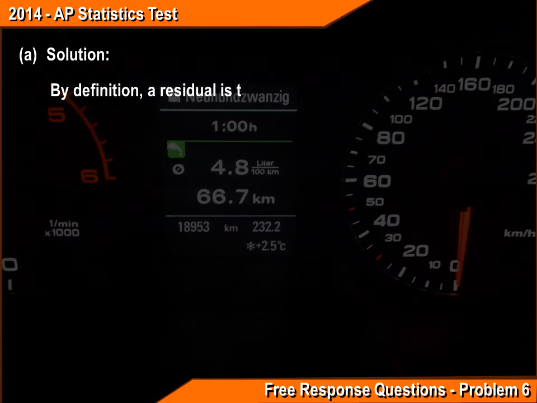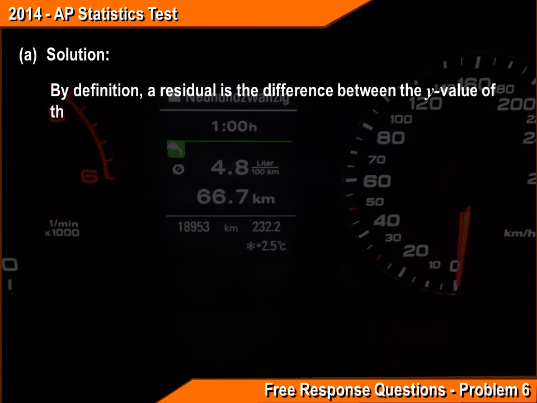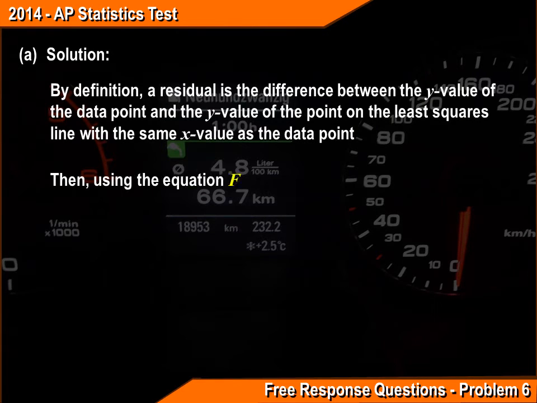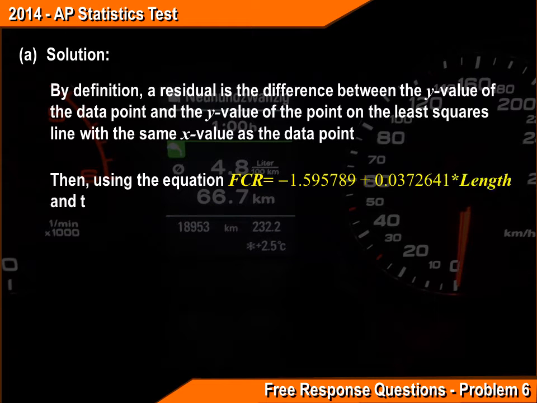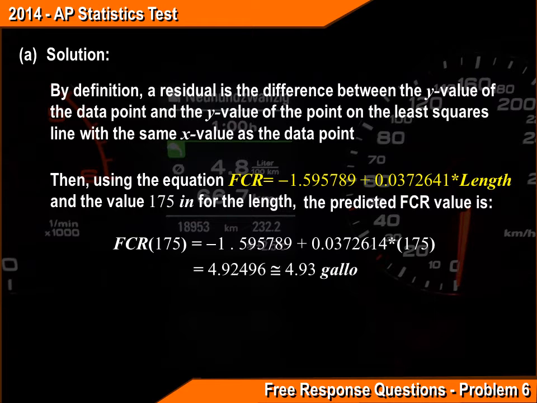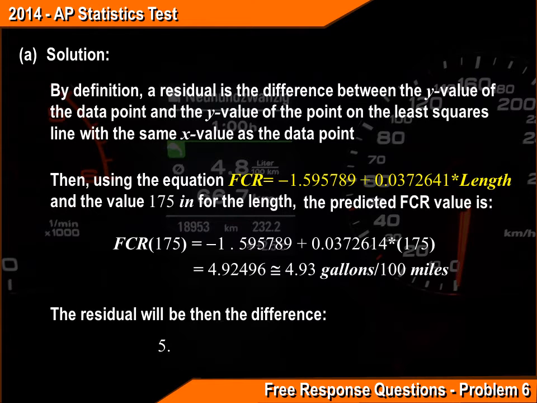By definition, a residual is the difference between the y-value of the data point and the y-value of the point on the least squares line with the same x-value as the data point. Then, using the equation given for FCR and the value 175 inches for the length, the predicted FCR value is approximately 4.93 gallons per 100 miles. The residual will then be the difference 5.88 minus 4.93 equals 0.96 gallons per 100 miles.